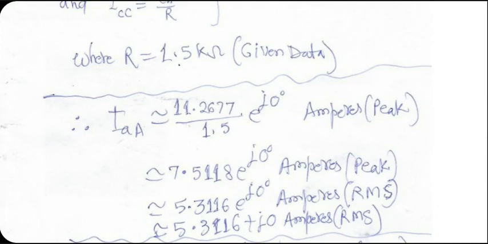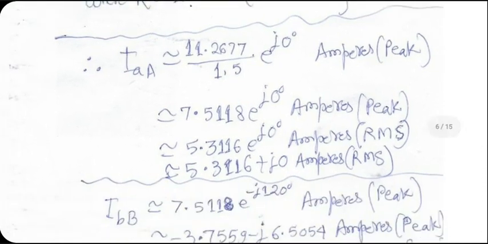So current in phase A is this. You can convert it into RMS value by dividing the result by square root of 2. You get 5.3116 plus J0 amperes. The load is purely resistive, and phase voltage has also got no phase shift. So obviously the current has no phase angle also, in phase A at least.